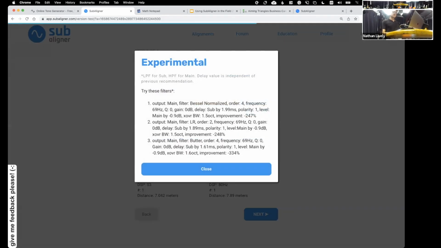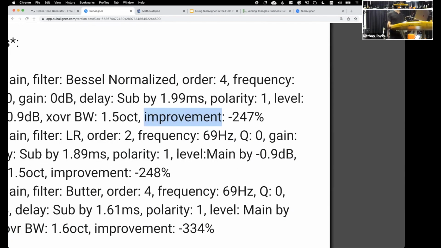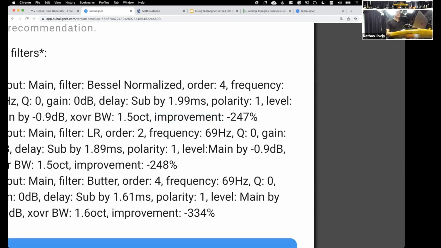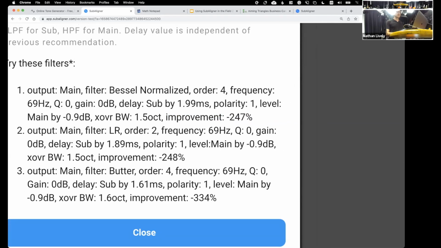And then here you have some filter options. I realize this is not easy to read. I am going to update this soon, but these options will potentially give you improvements. So here it says improvement negative 247. So SubAligner was not able to find a positive improvement here. So according to SubAligner, this alignment is actually worse. Now, these numbers are very big, but it's minor how the size of this.